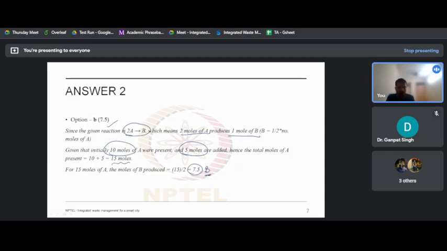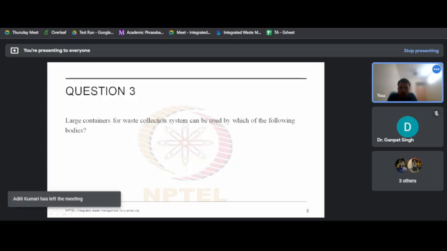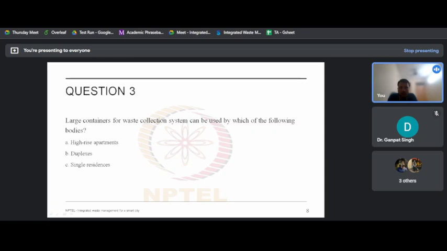So coincidentally here, the product is also B and the answer is also option. Moving on to the third question. Large containers for waste collection system can be used by which of the following bodies? Given options are high-rise apartments, duplexes, single residences, and low-rise apartments.